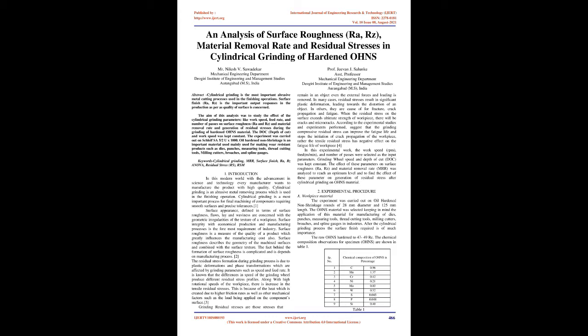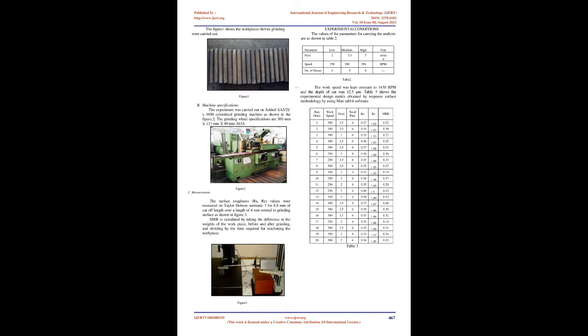Introduction. In this modern world, with the advancement in science and technology, every manufacturer wants to manufacture products with high quality. Cylindrical grinding is an abrasive metal removing process which is used in the finishing operation. Cylindrical grinding is a most important process for final machining of components requiring smooth surfaces and precise tolerances. 1. Surface appearance, defined in terms of surface roughness, flaws, lay and waviness, is concerned with the geometric irregularities of the texture of a workpiece.